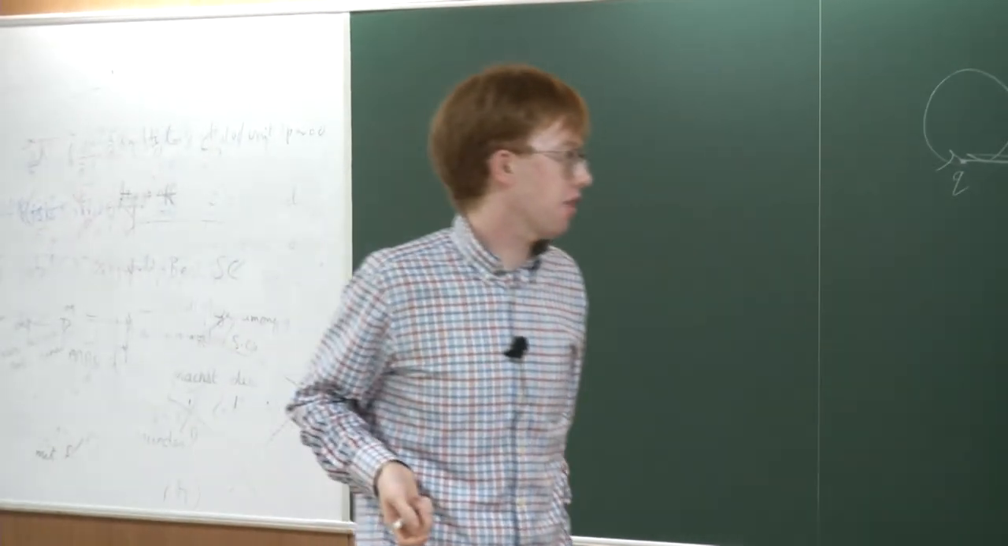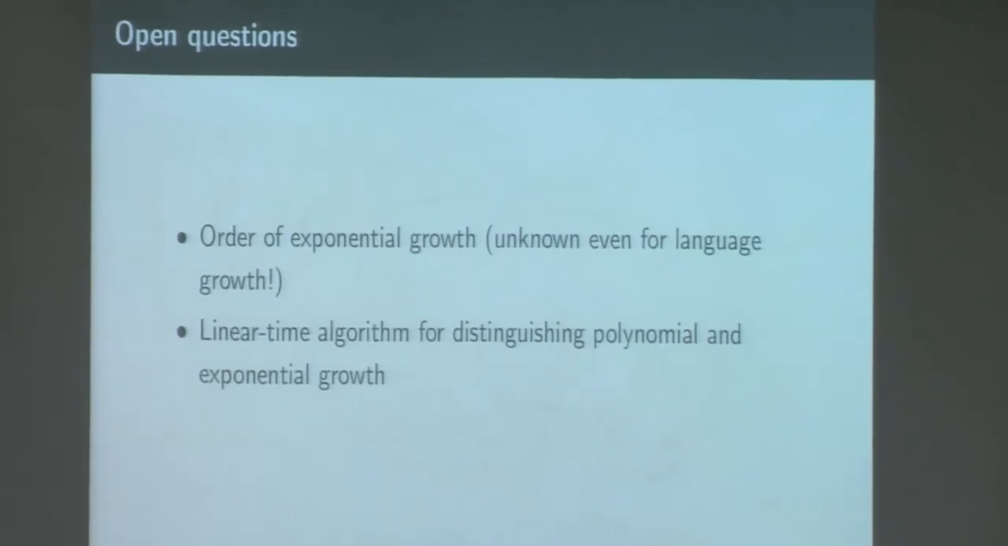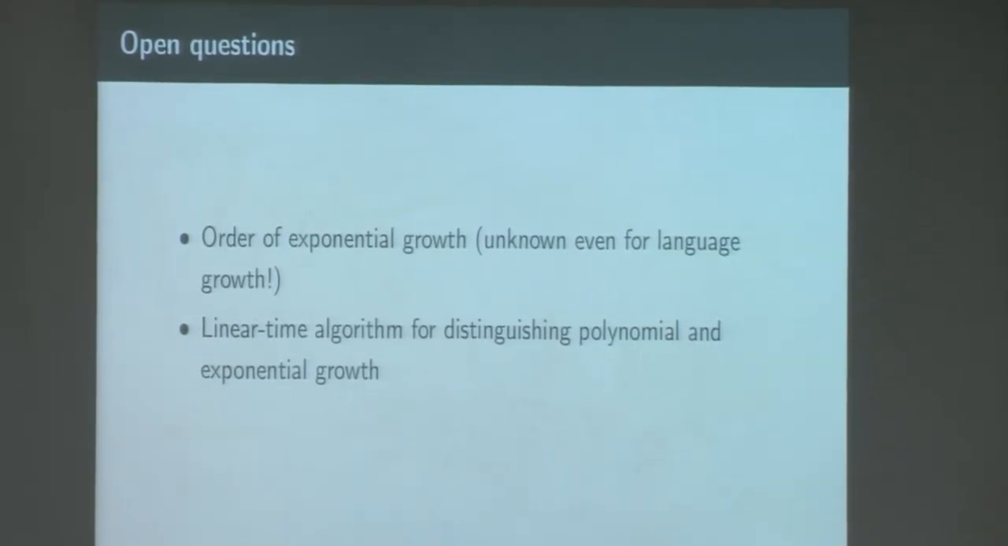Another thing is, for language growth, I gave you a polynomial time algorithm, which is basically quadratic. For language growth, you can actually do it in linear time. Can you do that for antichain growth?